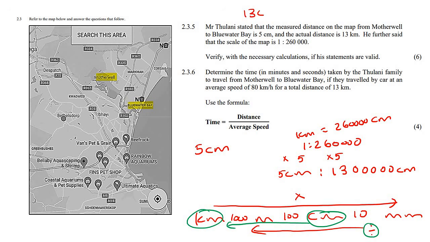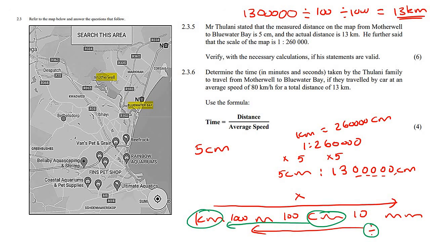So we will say 13,000, well, not 13,000, it's a bit more than that. Careful, 1, 2, 3, 4, 5. And you're going to divide that by all the numbers that we pass. So we're going to divide that by 100, and then we're going to divide that by 1,000, and that gives us 13 kilometers. He is correct.